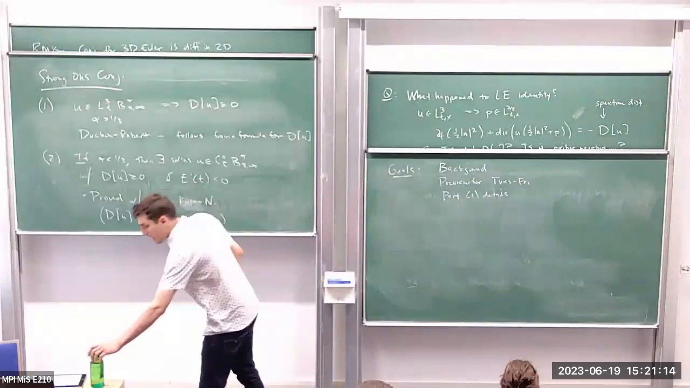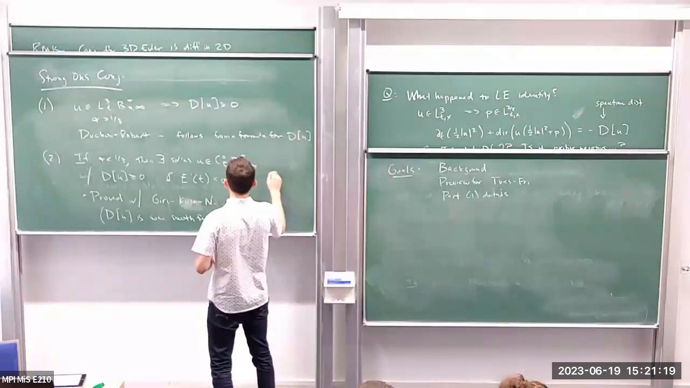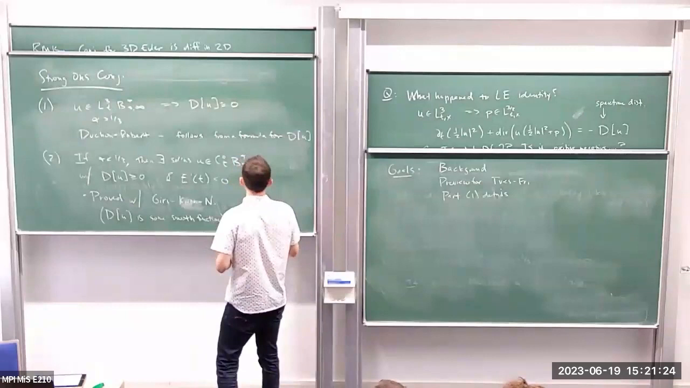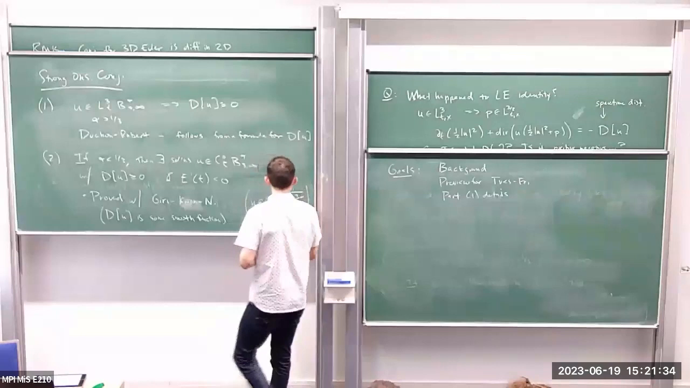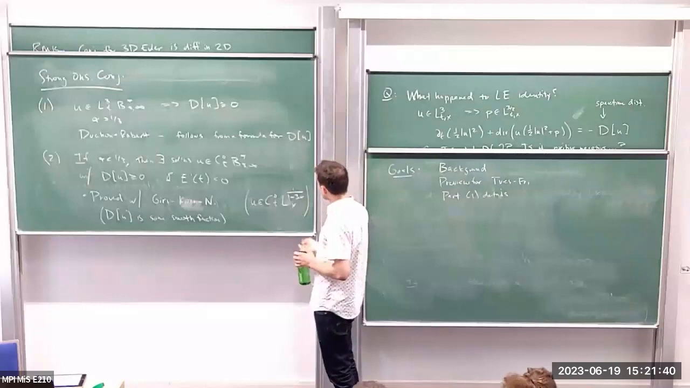Our solutions are absolutely not C alpha. So what they actually are is C^0_t E, L^{1/(1-3α)}. So as alpha goes to 1/3, the denominator goes to 0, and so our solutions are not quite bounded, but almost.